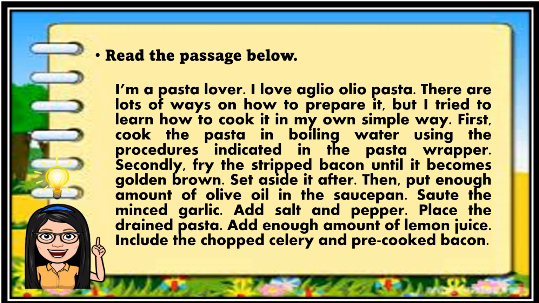I'm a pasta lover. I love aglio olio pasta. There are lots of ways on how to prepare it, but I tried to learn how to cook it in my own simple way. First, cook the pasta in boiling water using the procedures indicated in the pasta wrapper. Secondly, fry the strip bacon until it becomes golden brown.